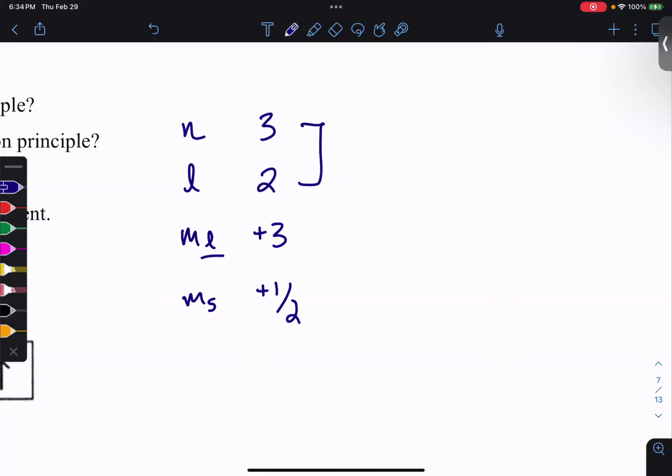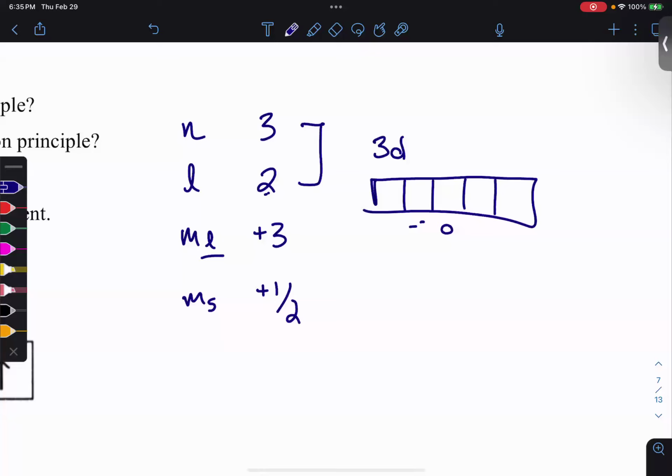So for funsies, for the first two, what orbital is this? Or sorry, what subshell is this? 3D, because L of 2 is a D. So how many boxes are in this subshell? In a D subshell? There are 5. 1, 2, 3, 4, 5. Because how many electrons can fit in a D subshell? 10. 5 boxes, 10 electrons, 2 electrons in every box. And so if we label these orientations, 0's in the middle, -1, -2, +1, +2, you can clearly see there is no room for a +3. So that's why that one's wrong, right? That's why these rules are here.